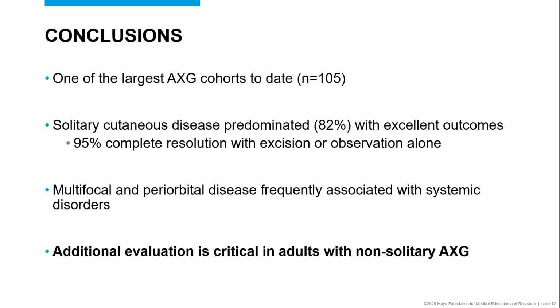Okay, so in terms of our conclusion, this represents one of the largest adult xanthogranuloma cohorts to date with natural history and follow-up data. Of our 105 patients, the most common presentation type was solitary cutaneous disease, which universally had excellent outcomes regardless of the initial management strategy. In contrast, multifocal and periorbital disease were frequently associated with systemic disorders, and the take-home point for us is that if a patient has non-solitary xanthogranuloma, if they have multifocal disease or periorbital disease, then they would likely benefit from additional evaluation, referral, or treatment.